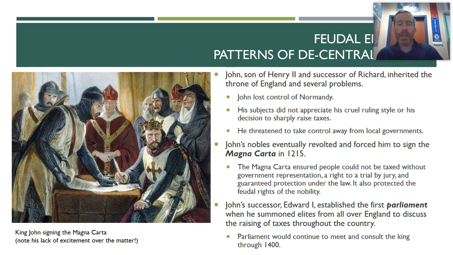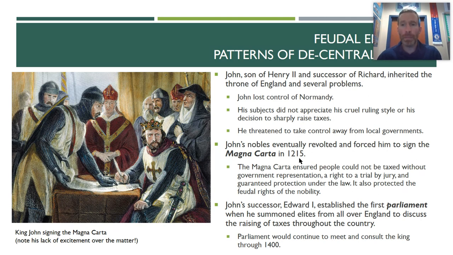So John's nobles, like it says here in the middle, are eventually going to revolt and force him to sign what's called the Magna Carta in 1215. And the Magna Carta is basically going to give some rights back to the people of England and take some rights away from the king. So these people can't be taxed without having representation in government. If they're going to be put on trial, then there should be a jury of their peers to decide their guilt. And they're going to get protection under the law. They can't just be subject to whatever the king's in the mood to do to them that day.